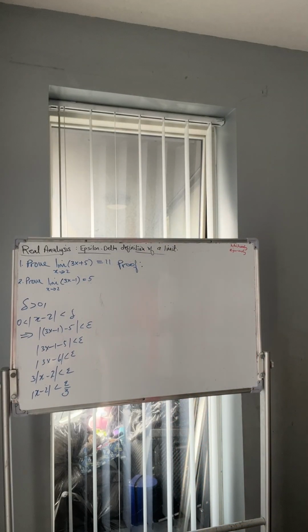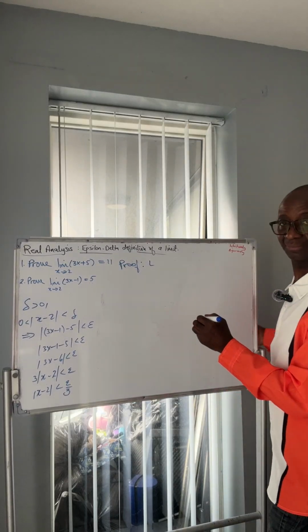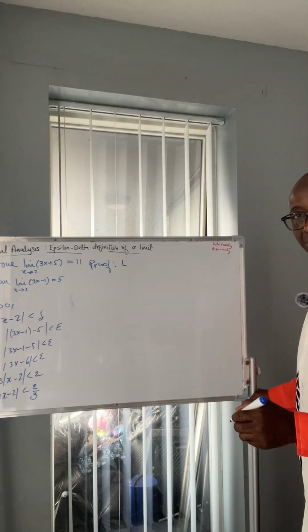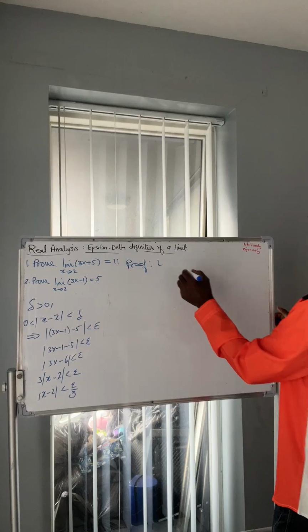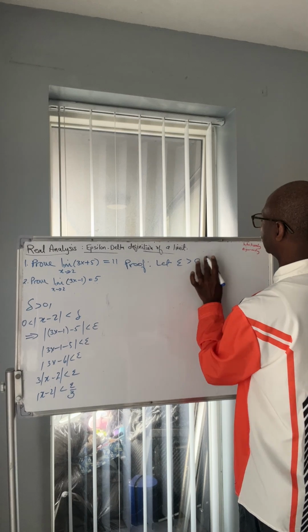This proof goes in a reverse way when you are proving the epsilon-delta definition of a limit. It goes in reverse, so sometimes it causes confusion. So now we prove. We let epsilon greater than 0 be given.